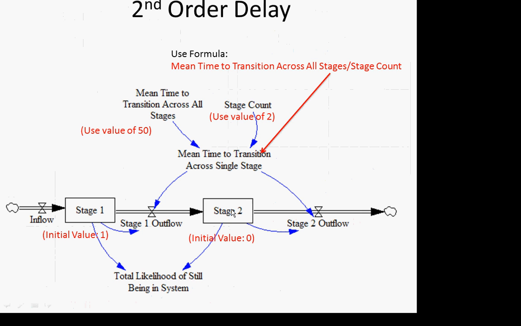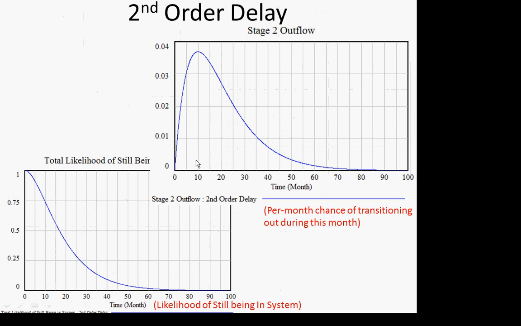So there's very few people leaving initially, but pretty soon you start to see the pulse go up and then come down. Okay? Does that make sense? Okay, let's try a third order delay. And I want you to tell me what's different between this and a first order. Take a look at this. Study it carefully. Here's a third order delay.